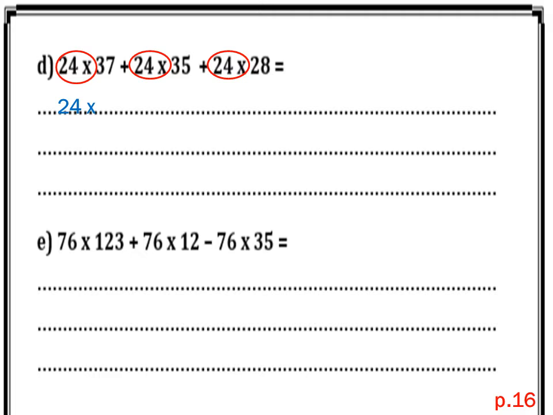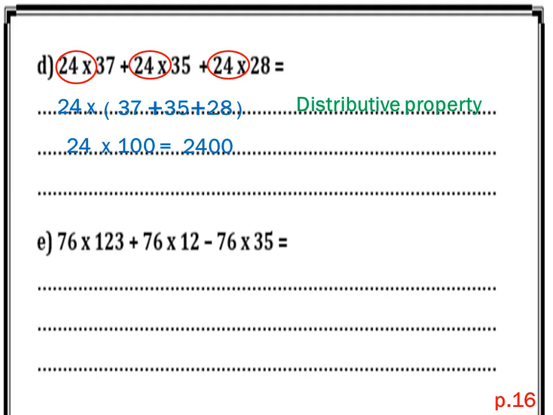And now we wrote 24 multiply, then open bracket and write the rest. The rest here we have 37 plus 35 plus 28, then close the bracket. Now, have we finished? No, we have to write the name of the property, which is distributive property. And now 24 times. Solve the bracket on your calculator. So write 37 plus 35 plus 28, which equals 100. So 24 multiplied by 100 on the calculator will be 2400, which belongs to N, closure.